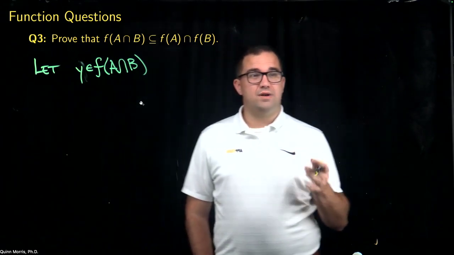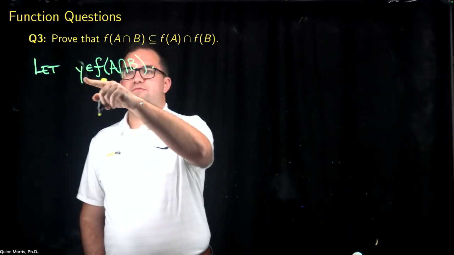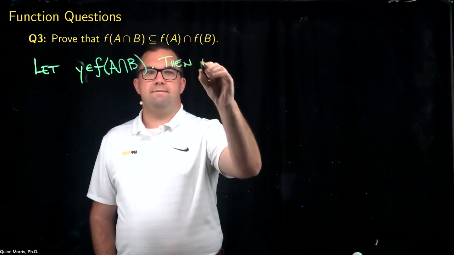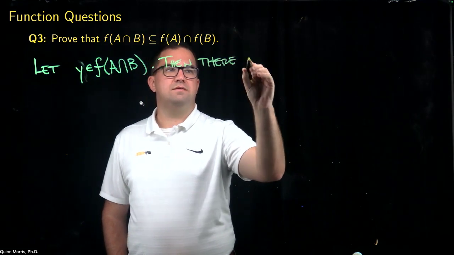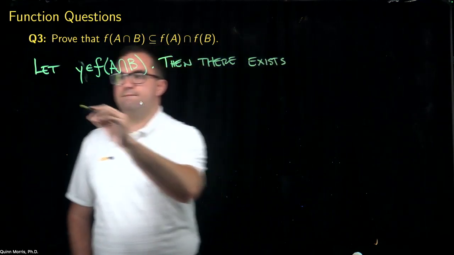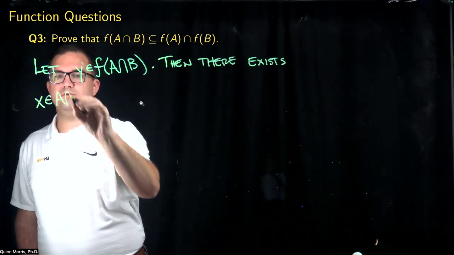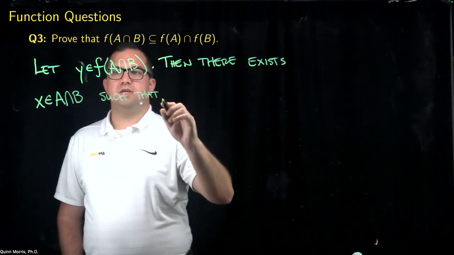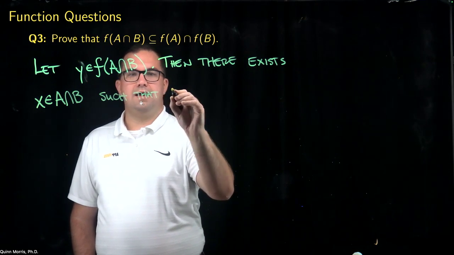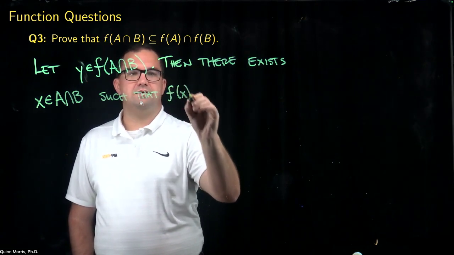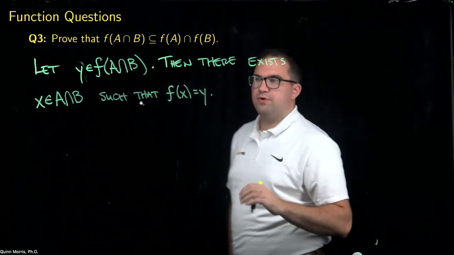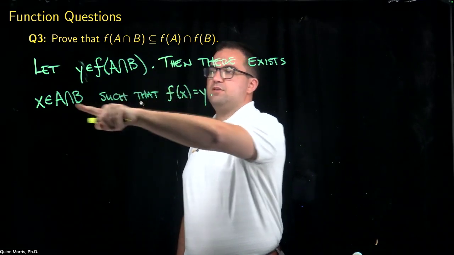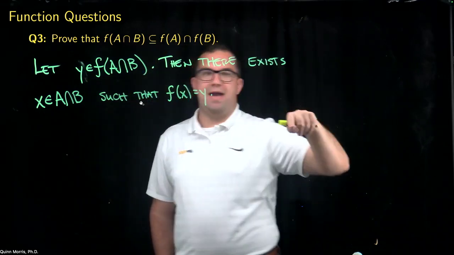Well, the first thing I'm going to do is just write out what does that mean? Well, if Y lives in f of A intersect B, then that means there exists an X in A intersect B such that f of X is equal to Y. So really what I'm saying here is since Y is in f of A intersect B, there's got to be some X in A intersect B that maps to that Y.